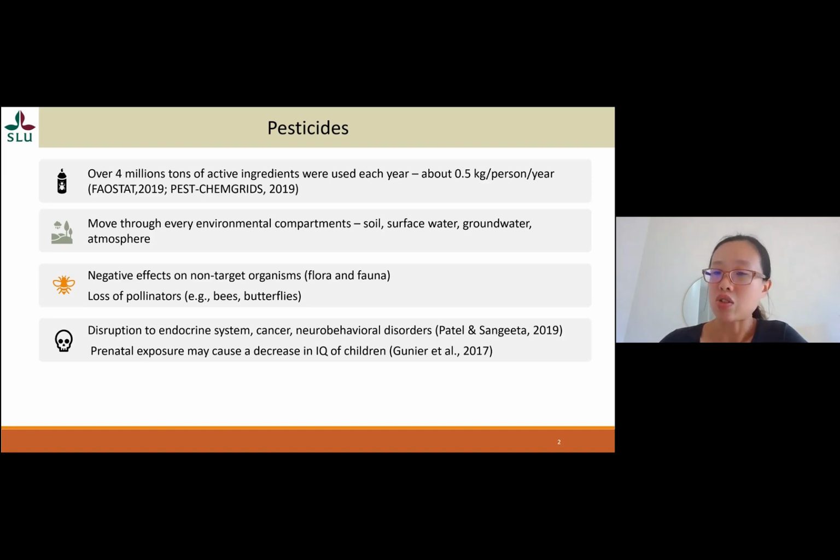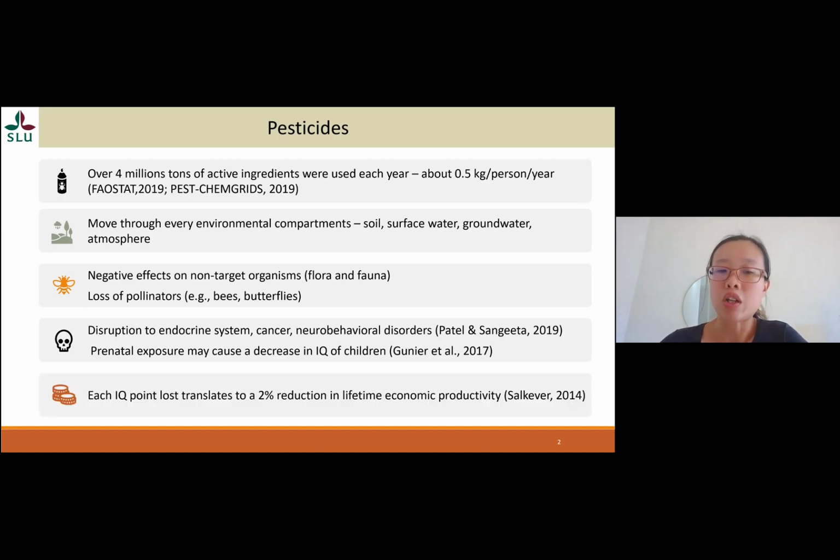Recently, there are also studies that show that prenatal exposure to pesticides may cause a reduction in IQ points of children. This may have a negative impact on our future economy, because each IQ point lost can translate into a 2% reduction in lifetime economic productivity. If we have a decrease in the future economy, then we may also have to expect that the funding and investment available for research in environmental remediation may also decrease in future.